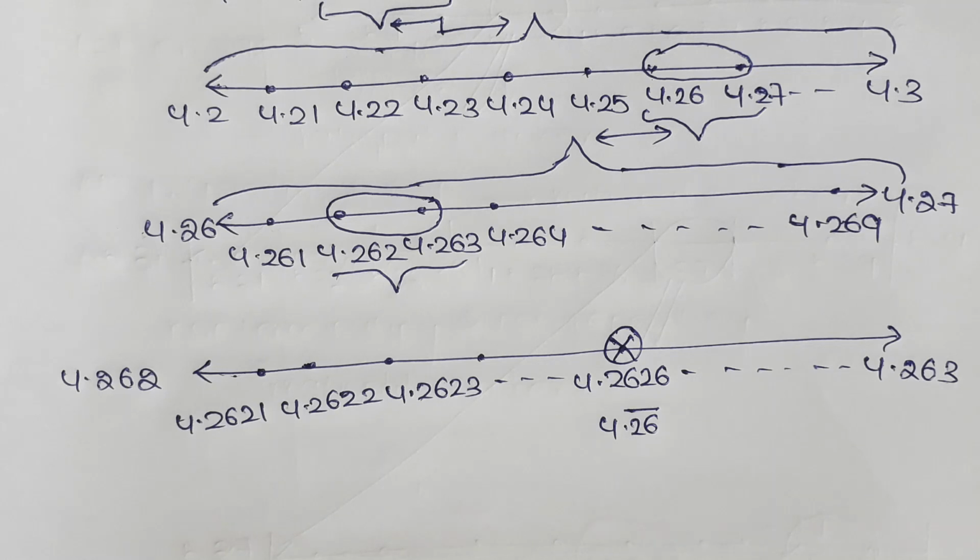And this is the way how to mark a number on a number line by using successive magnification, and this is about the second question.